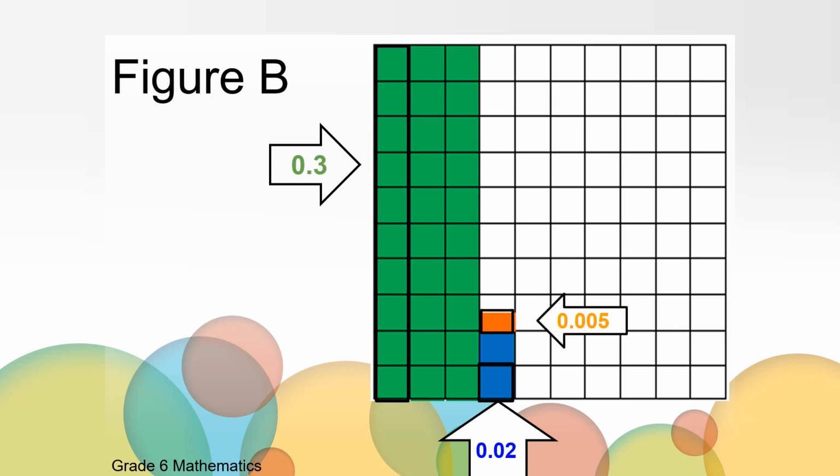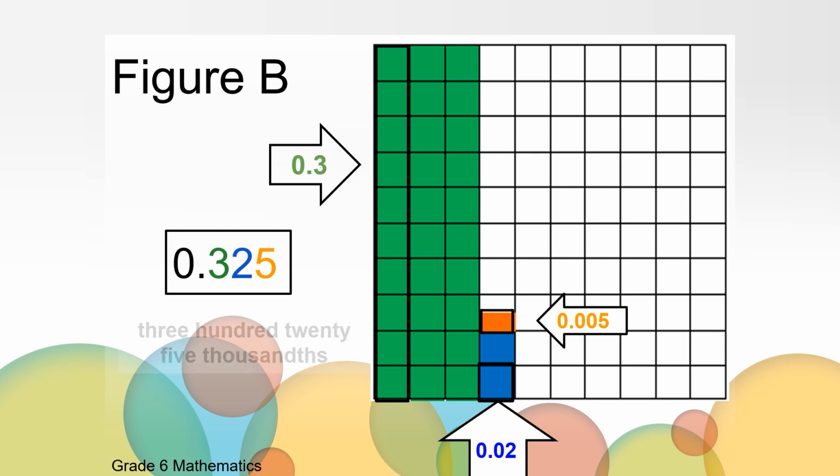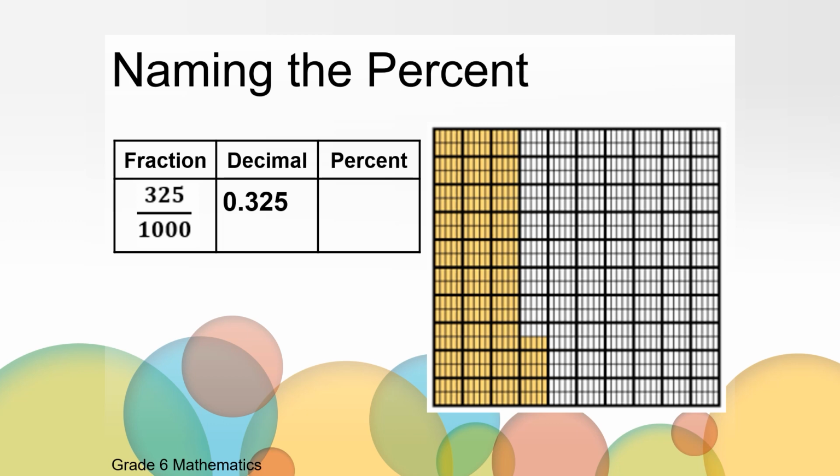Whether I write this number as a fraction or a decimal, I say it the same way, 325 thousandths. So now that we know how to name this number as a fraction and a decimal, how could we name it as a percent? We know that percent means per 100. We can divide 325 thousandths by 10 tenths to get 32.5 over 100.